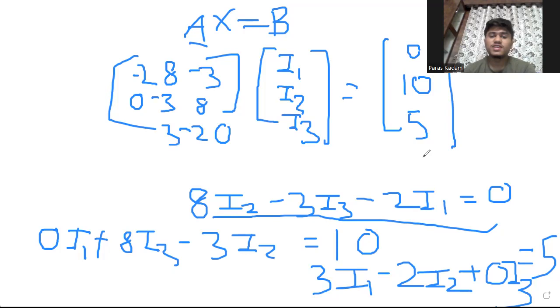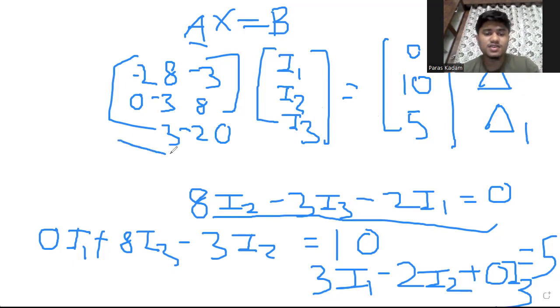So now how to proceed? First, we will calculate delta, and then we will calculate delta 1. Now, what are this delta and delta 1? Actually, delta represents the determinant or magnitude of this matrix. Delta is the value of this matrix, and I will tell you about delta 1. So first we will find delta. So I will erase my equations.